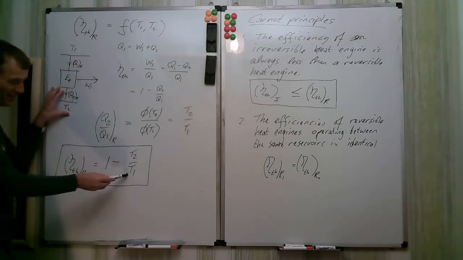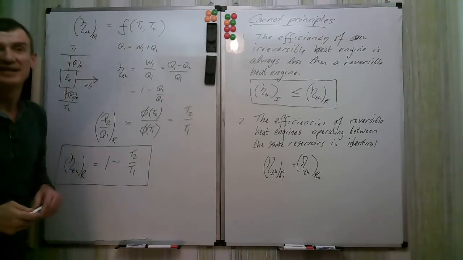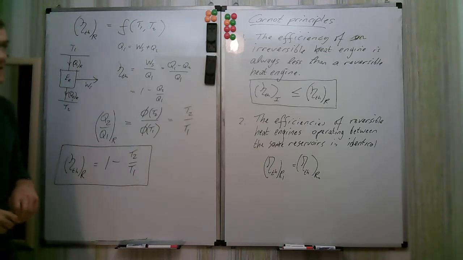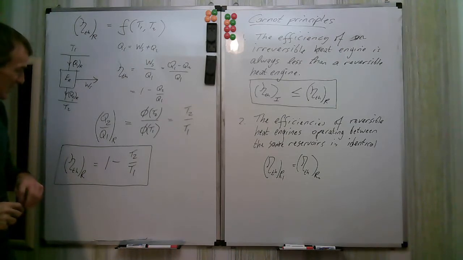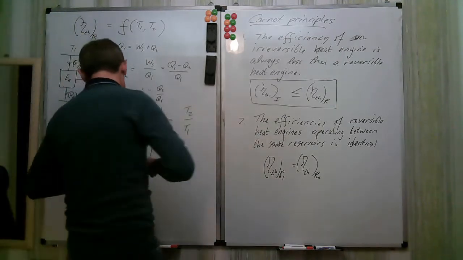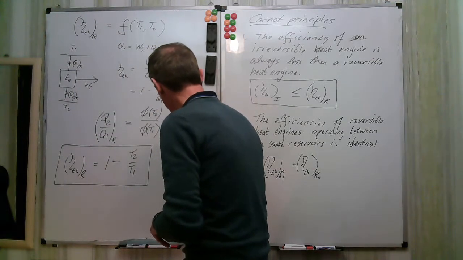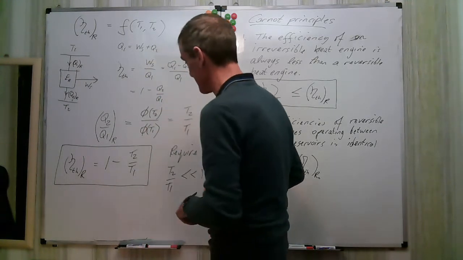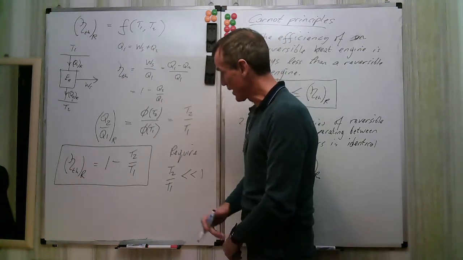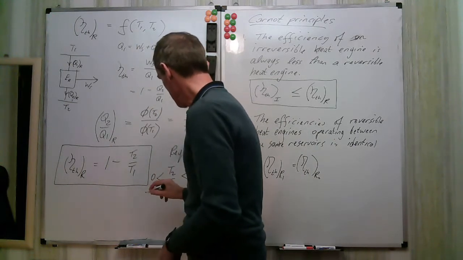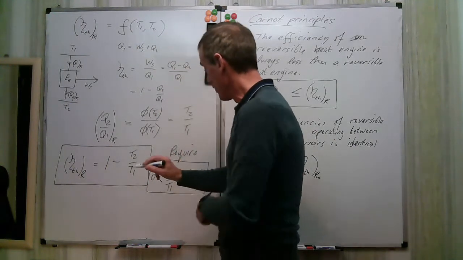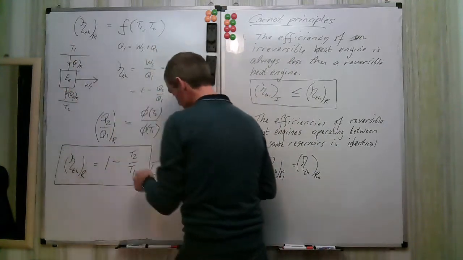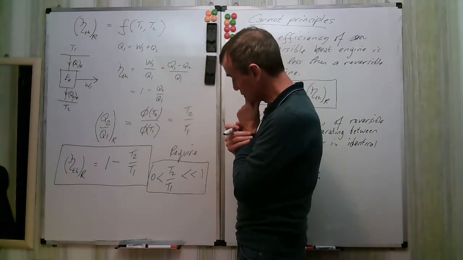So one thing you can do to make it a good efficient machine is have T1 very high. You could drive this to be very small. This is what you're trying to do. So significantly less than one, I suppose. What you really want is T2 over T1 to be certainly less than one. You want it to be a small number, but we have to have it greater than zero. It's less than one, obviously. T1 is greater than T2. T1 is the high temperature, so that is less than one by design.